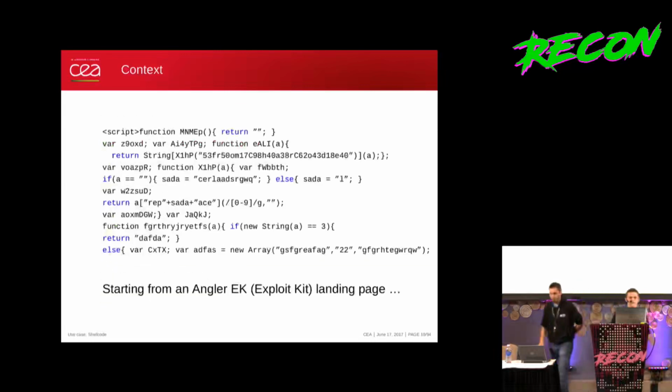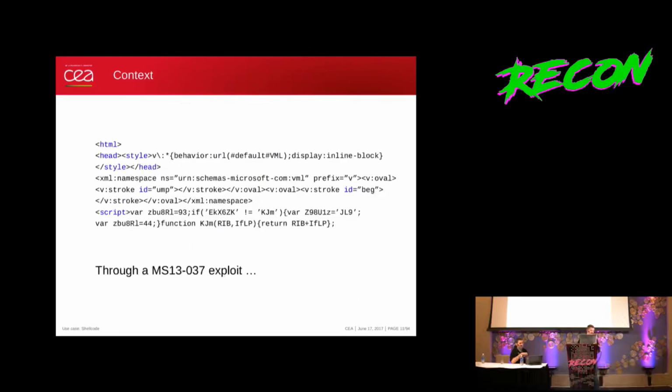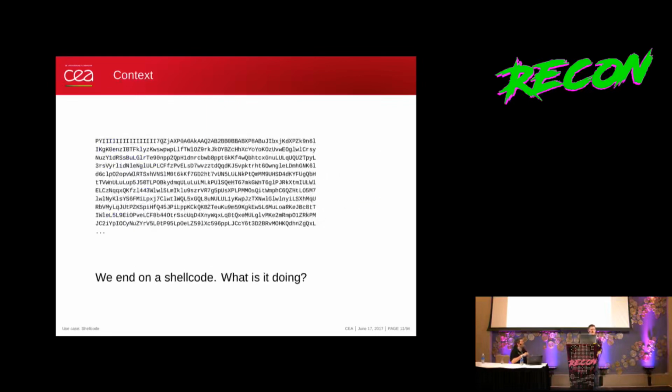Okay, so the first example that I want to show you: the story starts on a friend's network when a guy browsing his favorite lolcat site ends on this page, which is actually an Angler exploit kit landing page, which detects that the browser is vulnerable, and then sends this exploit, the MS lead exploit. And we finally end up on this shellcode. So the question is, what is this shellcode doing?